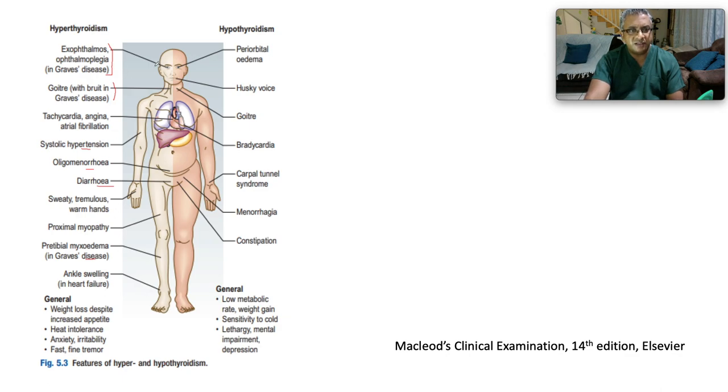And look how thin and how pale this lady is. Now, I think it's a lady. But anyway, the general signs you look for is weight loss despite increased appetite, heat intolerance, that's a symptom, anxiety, irritability, and a fast, fine tremor. Now, contrast this to the situation of hypothyroidism. On the other side of the figure, right, we often have periorbital edema, a husky voice.